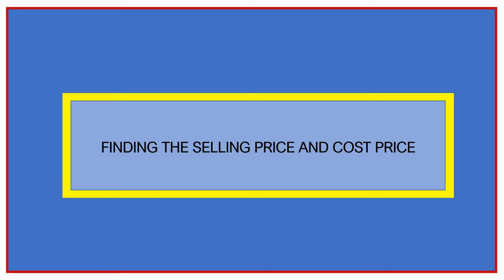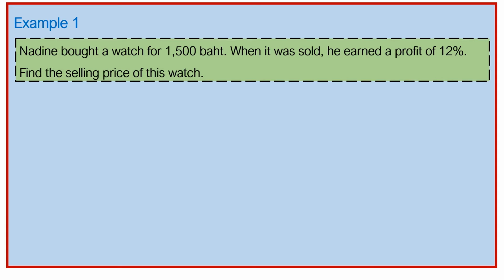Today we are going to look at finding the selling price and the cost price. Example number 1. Nadine bought a watch for 1,500 baht. When it was sold, he earned a profit of 12%. Find the selling price of this watch.